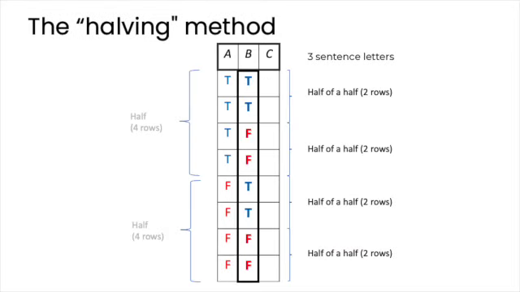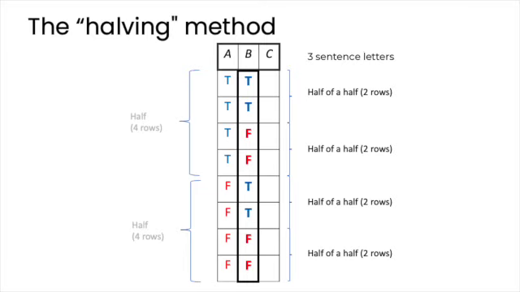Now, if you have 3 sentence letters and 8 rows, what you have to do is reduce the number of successive T's and F's by half with respect to your previous column. So instead of having 4 T's in a row followed by 4 F's, you'll have 2 T's in a row, followed by 2 F's, followed by 2 T's in a row, and ending with 2 successive F's. And this completes our 4 parts.